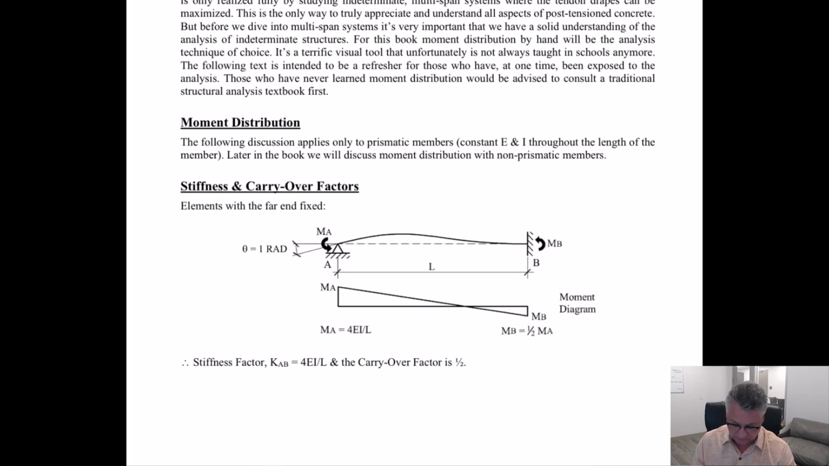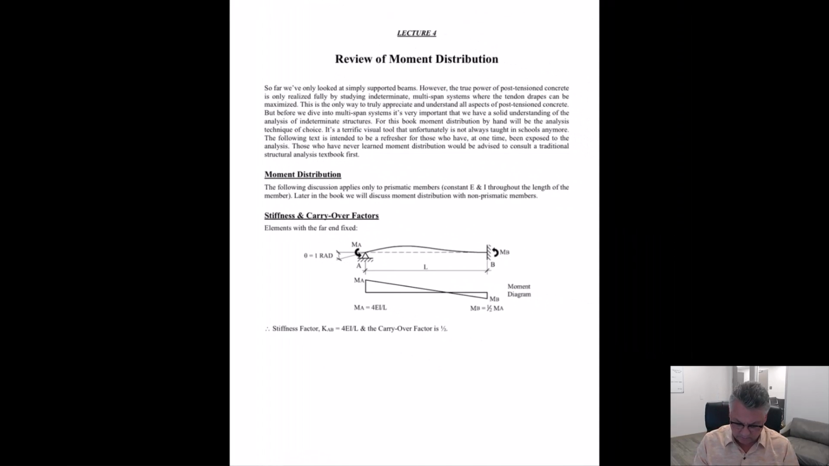That's the fun stuff. But right now, if EI is constant, you have no columns, no other member framing in, that moment is 4 EI over L, and the far end will feel a moment of half of that. So your carryover factor is 1/2. So 4 EI over L and 3 EI over L is where we start.